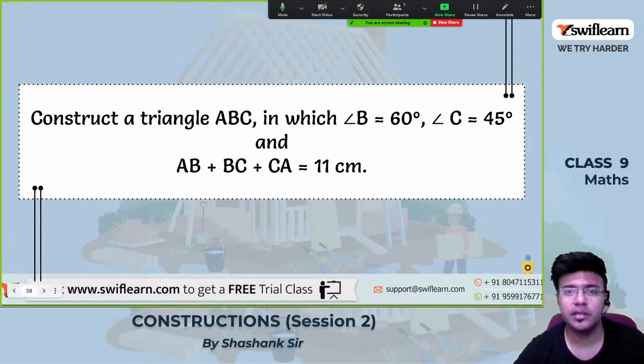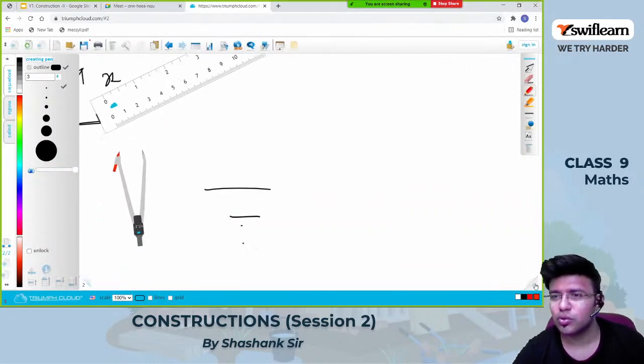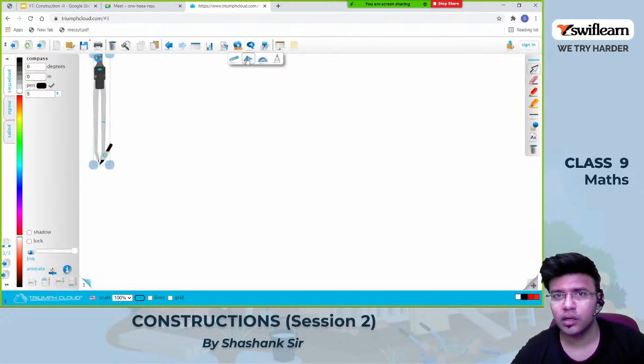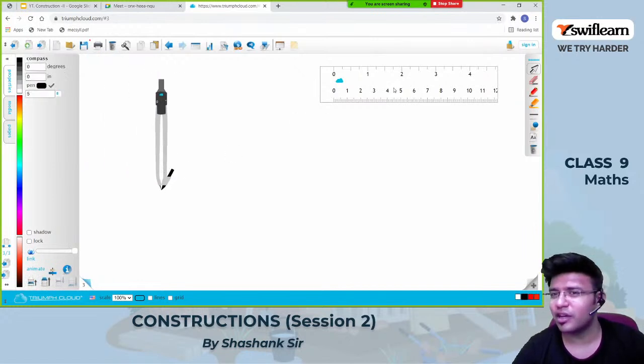Look carefully here, students. The instruments required for constructions are only three things. The first one is a ruler, the second is a compass, and the third is a pencil attached to this compass. These three things are needed: ruler, compass and a pencil.